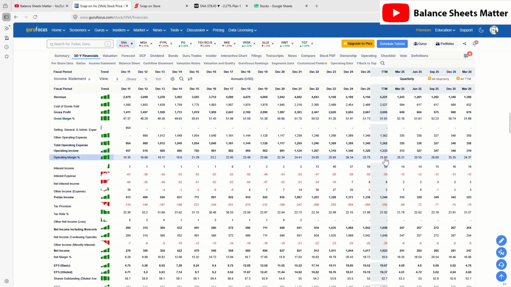But on the very positive side, what is increasing a lot is the operating margin. If we go back to 2011, their operating margin was 15%, and this has actually increased to over 25%, peaking in about 2023. But there actually could be a little bit more margin expansion going forward, which is a good sign.